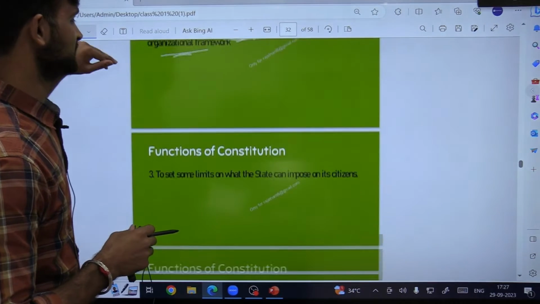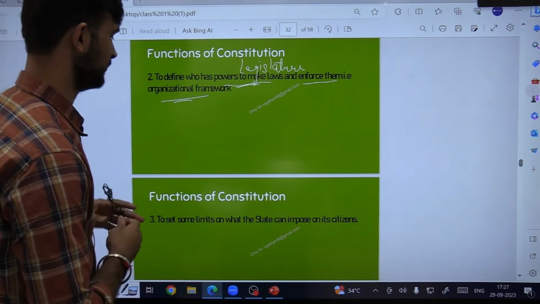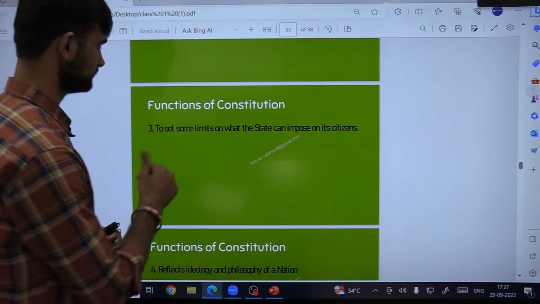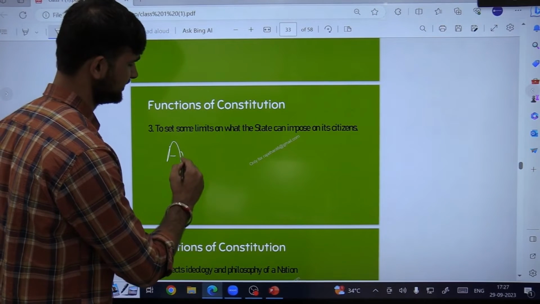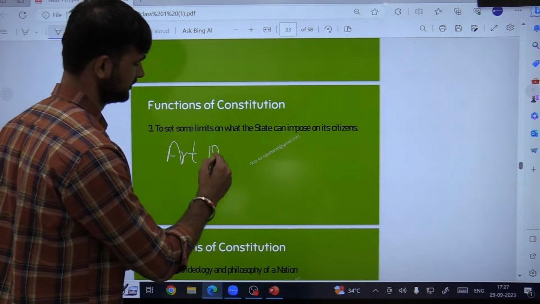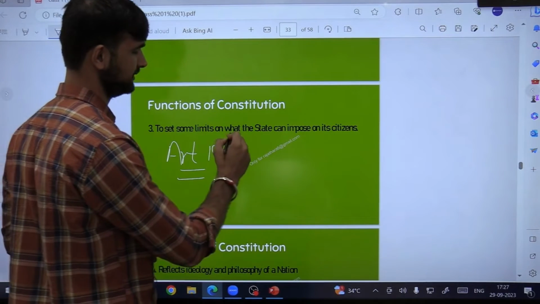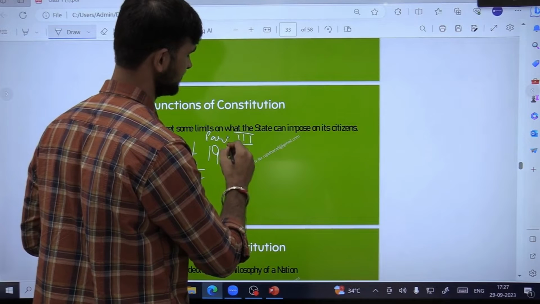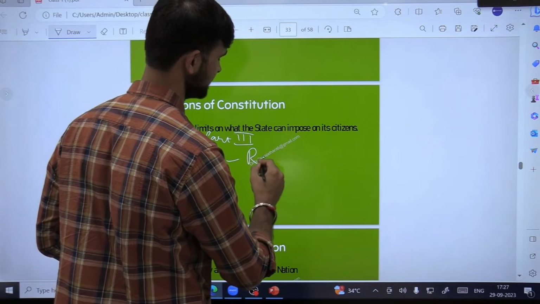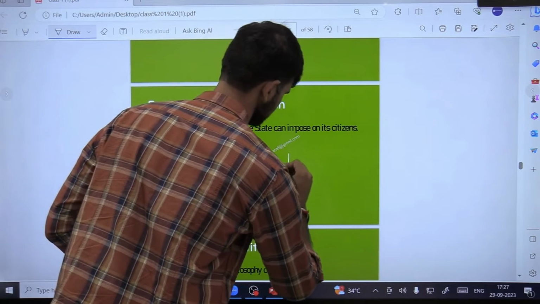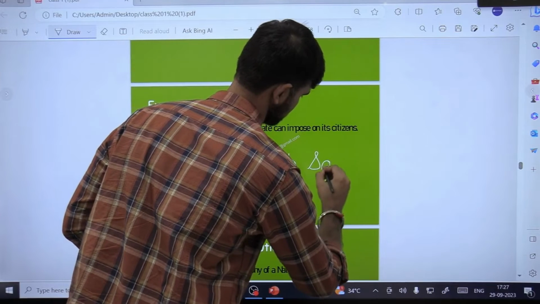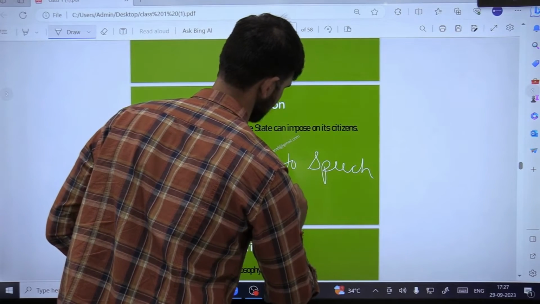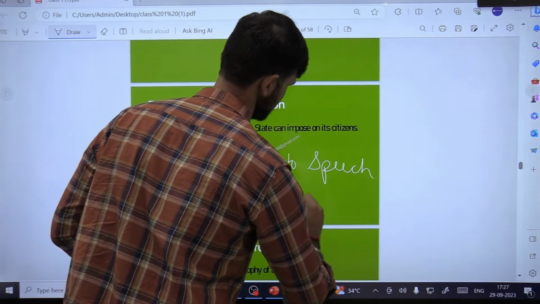And third function of the constitution is to set some limits on what the state can impose on its citizens. For example, there is Article 19 in Part 3, which talks about right to speech and expression. You can write these examples as well. Right to speech and expression.